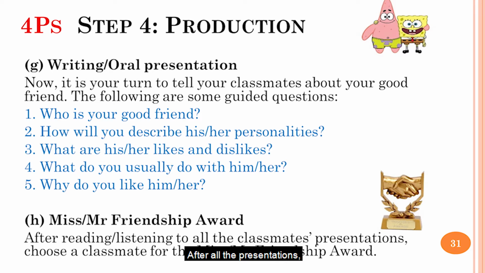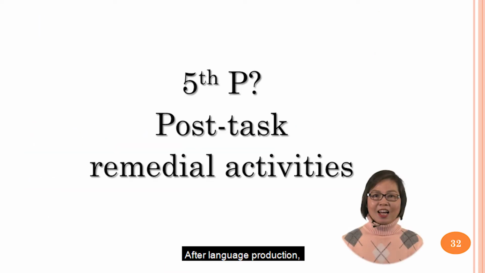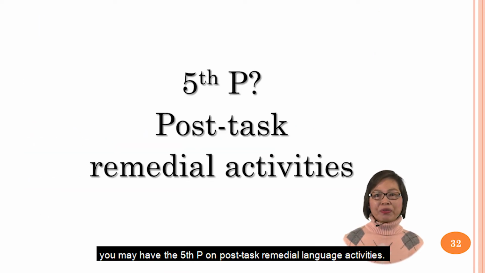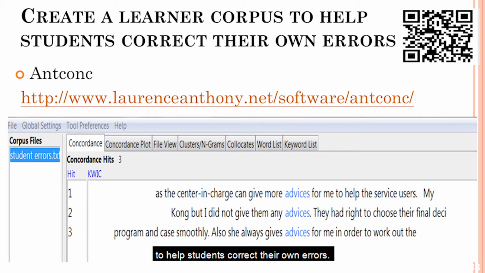After all the presentations, the class can select the most popular classmate for the Miss or Mr. Friendship Award. The inclusion of award giving can make the learning task more fun and meaningful. After language production, you may have the 5th P on post-task remedial language activities. Teachers can collect students' language data to create a learner corpus to help students correct their own errors. Lawrence Anthony's AntConc is a freeware corpus analysis toolkit, which can be used to compile your own corpus.